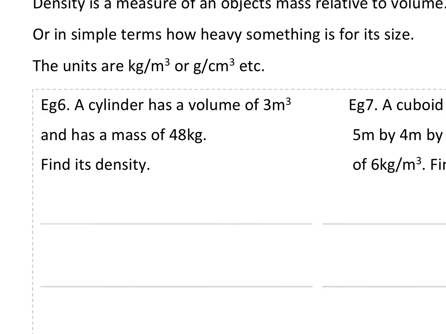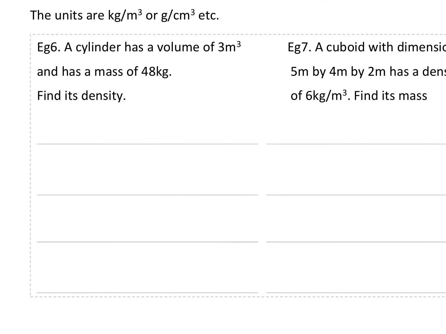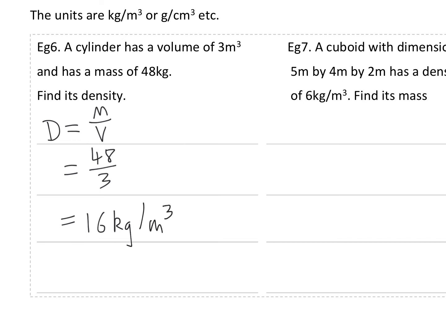That's another way to get the equations. So density, or D, is the mass M divided by the volume V. The mass is 48 kilograms, the volume is 3, and 48 divided by 3 is 16. The units are going to be dependent on what the mass and volume were. The mass was kilograms, so it'll be kg divided by, or per, comes from the divide, and then the volume is meters cubed, so it's kilograms per meter cubed.